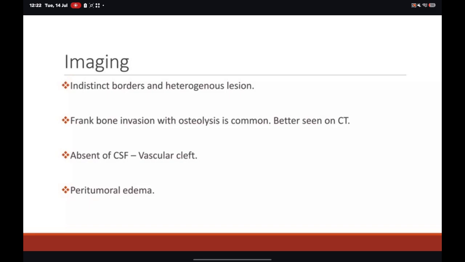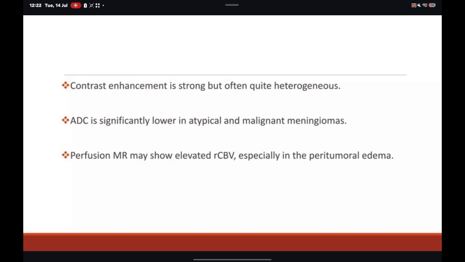Frank bone invasion with osteolysis is common, better seen on CT. Absence of a CSF vascular cleft, peritumoral edema. Contrast enhancement is strong but often quite heterogeneous. ADC is significantly lower in atypical and malignant meningiomas. Perfusion MRI may show elevated rCBV, especially in the peritumoral edema.